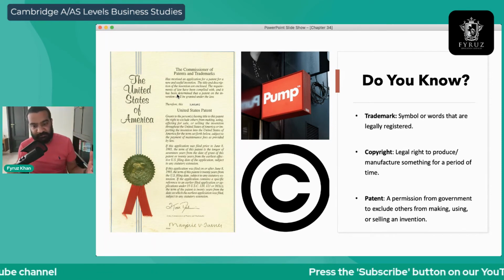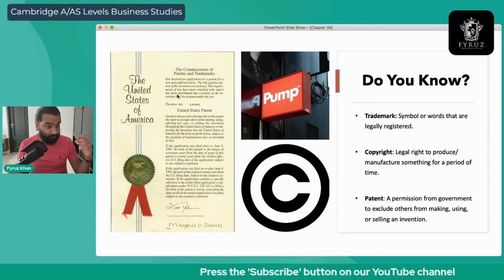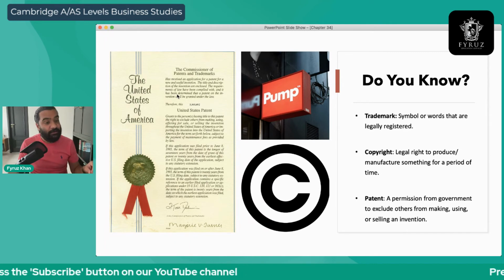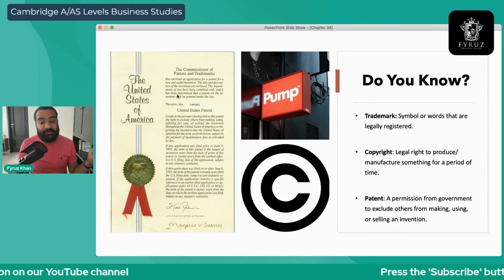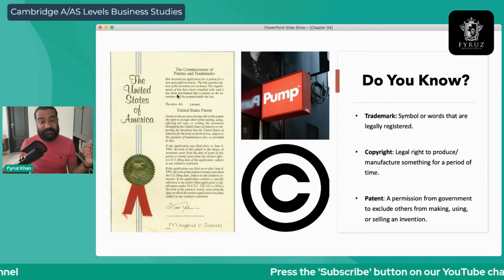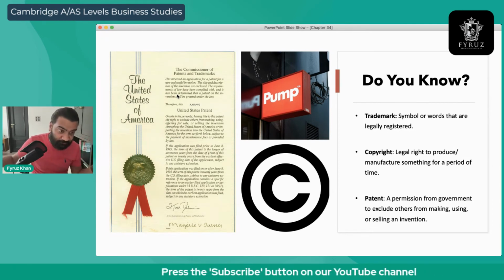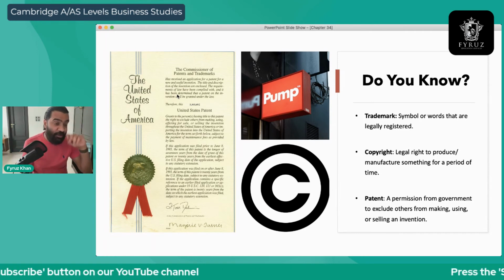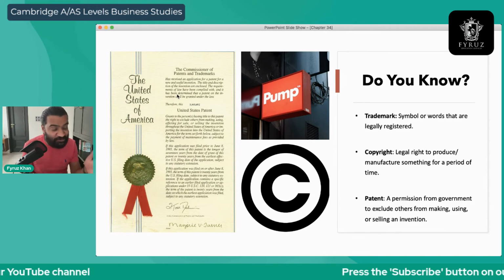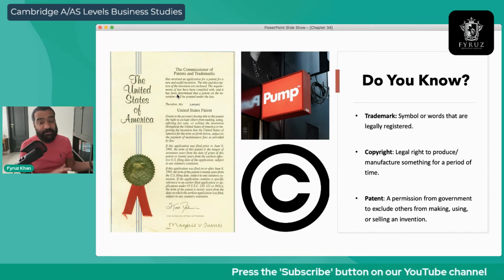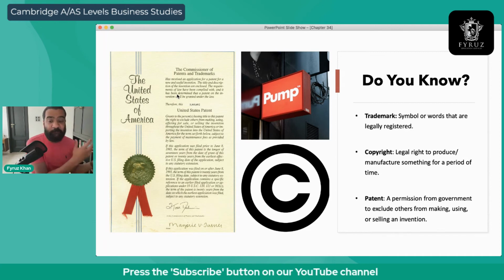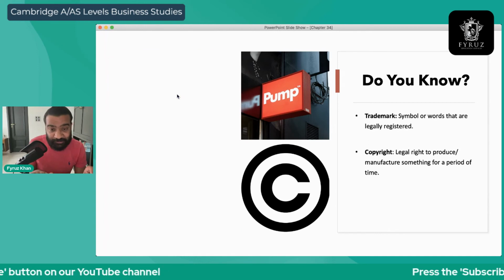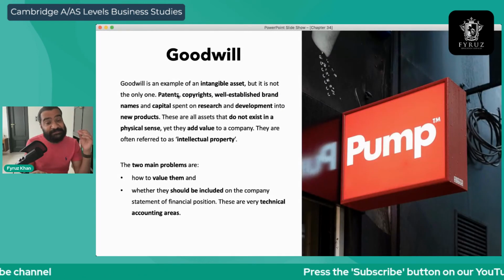And when you register a patent, you have to go to the government, you have to register it as a patent, and when you do that, it will not allow anyone to make a similar product using or selling your invention. Okay? Nobody can copy your product because you have invented something new, you have patented it, and nobody has the license to do it for a certain period of time. Okay? It will exclude others from making, using, or selling your invention. So these are all what I would call goodwill.